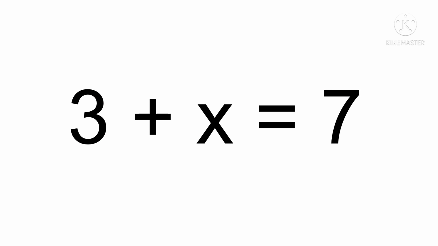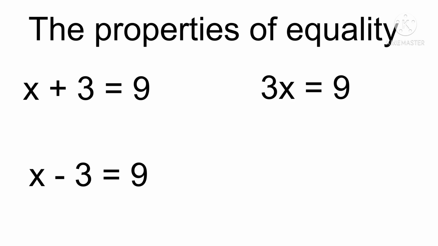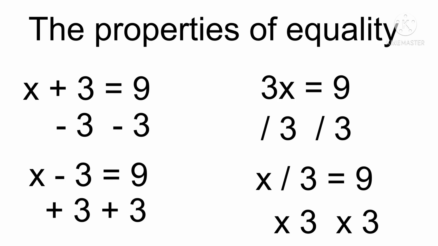To solve this equation, you need to apply what are called the properties of equality. The properties of equality are the rules that say if a number is added to, subtracted from, multiplied by, or divided to a variable, you can cancel that operation out while still keeping the equation the same by applying the opposite operation to both sides of the equation.